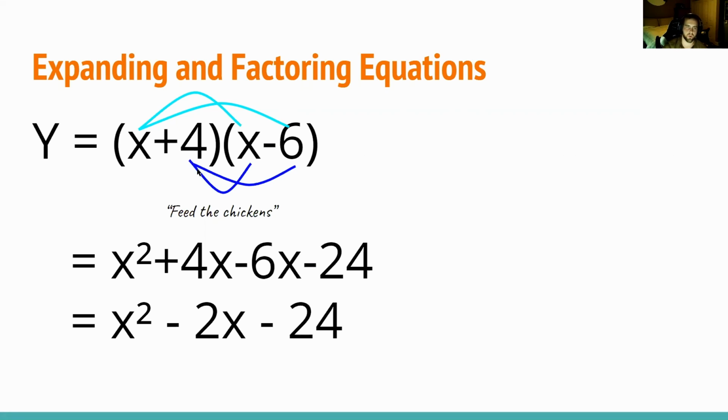And then 4 times x is plus 4x. And then 4 times negative 6 would be negative 24. And obviously it doesn't matter which order you do this in. I did it in the order of x times x squared and then 4 times x, and then I went around to the other side, but it really doesn't matter. If you do this feed the chickens method, it's quite a nice way of expanding. And then simplifying, you just do 4x minus 6x, and that's just negative 2x.